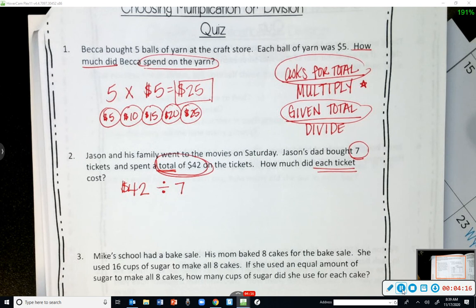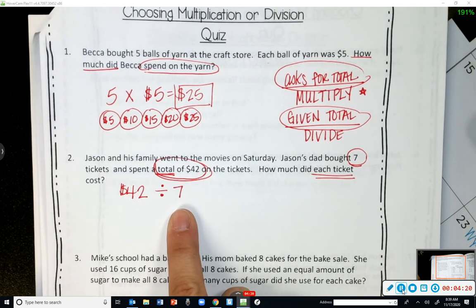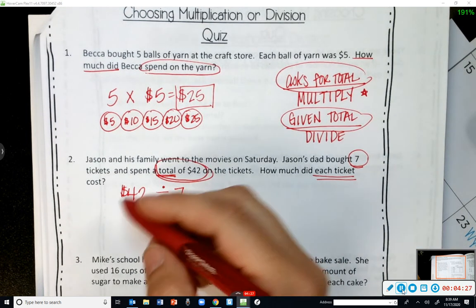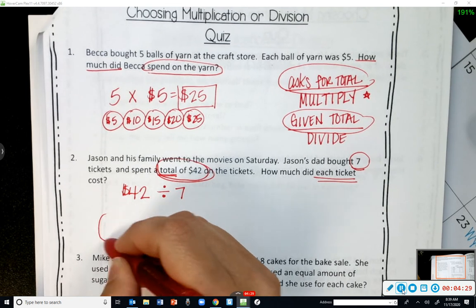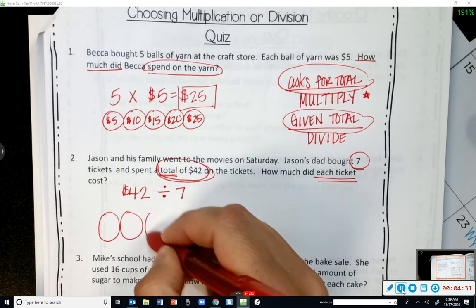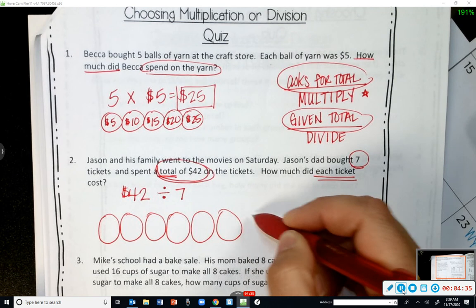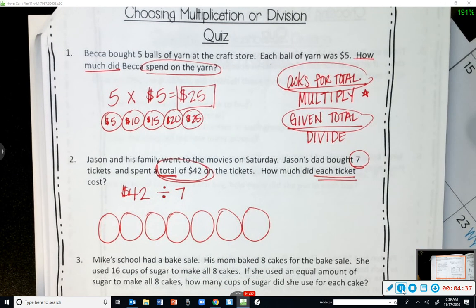Okay, but you said 5. We're dividing by 7. So shouldn't we have 7 circles? Yes. Okay, so you're doing the right thing. So he did equal groups. 7 groups. 3, 4, 5, 6, 7. Okay, what would I do next, Gregory?